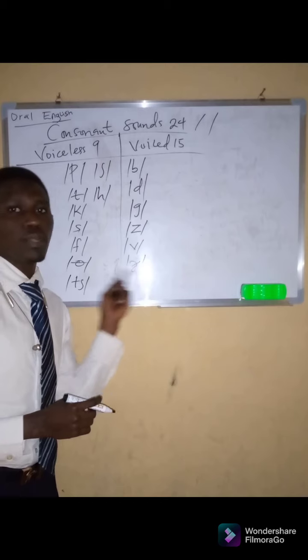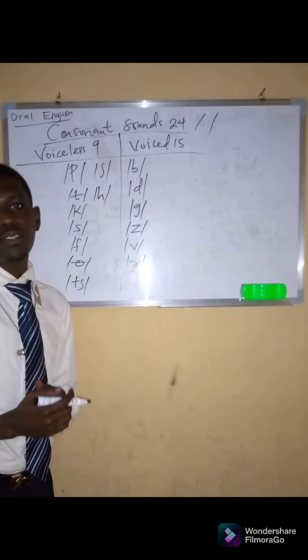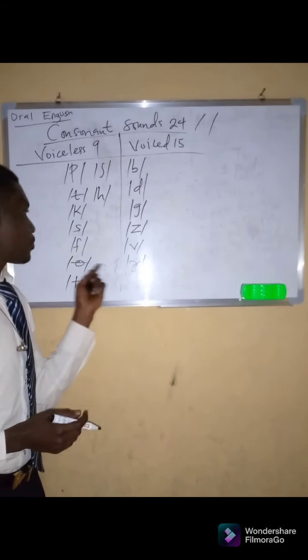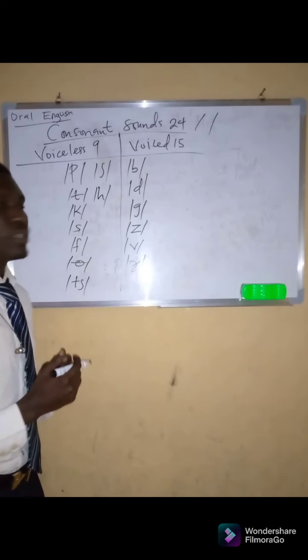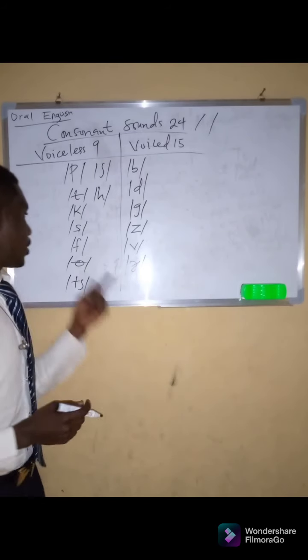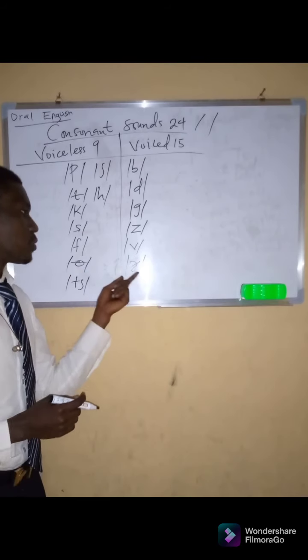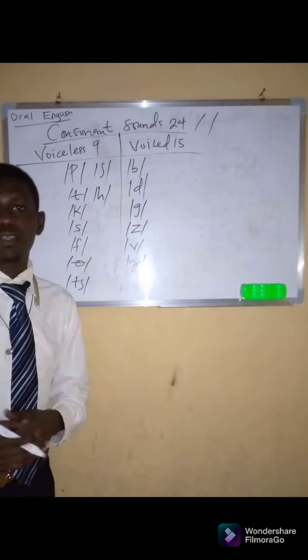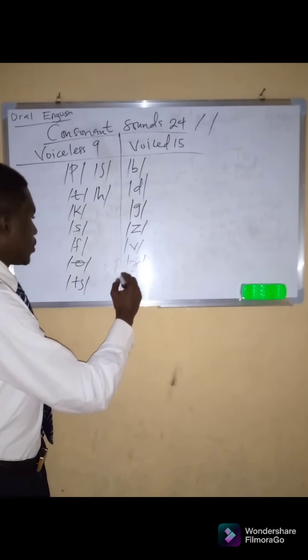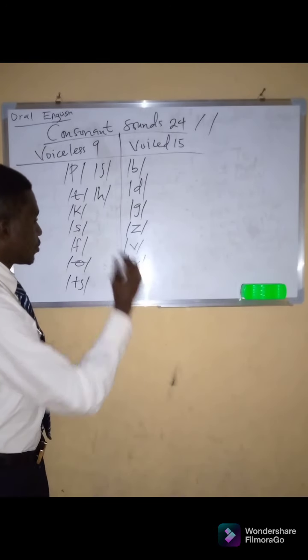It has the same place of articulation with the theta sound. There are pair sounds, but with a little bit of difference, as this is a voiceless consonant and this is a voiced consonant sound. So this is pronounced the, and we have something like this.